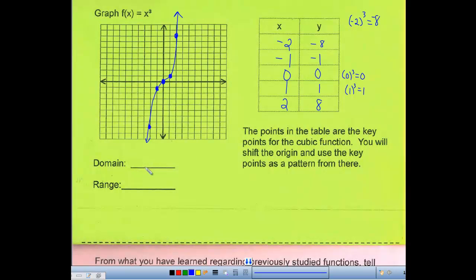The domain and range of the parent cubic function is all real numbers, just like in the linears. The points in the table are the key points for the cubic function. You will shift the origin and use the key points as a pattern from there. When I talk about the starting point and how the graph changes, this is what I'm looking at. How does it move?